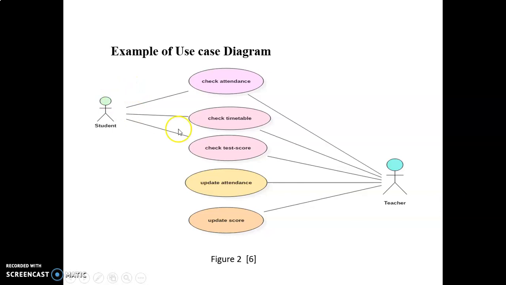And as these two are actors, we have to use this kind of symbol. And as these are the use cases, you have to use this kind of shape. So here: check attendance, check timetable, check test score, update attendance, update score. These are the use cases. You can use them according to your need, but those use cases should be displayed in this manner.